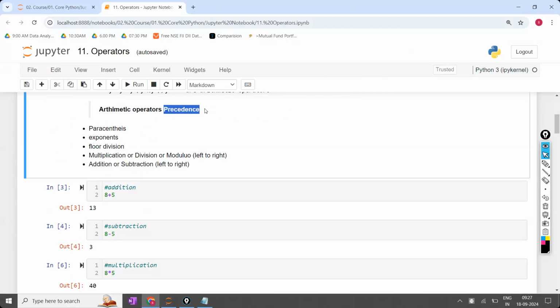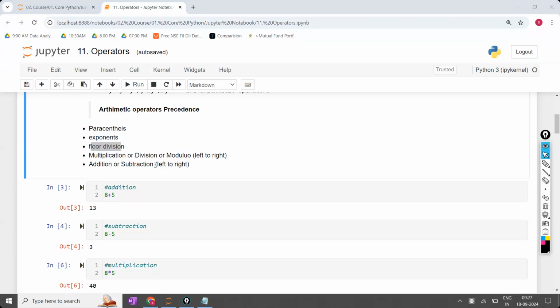Precedence means which order you have to give the top priority. Which is the top priority? First, parenthesis. Brackets are the top priority out of all of them. Second priority goes to the exponents, followed by float division, followed by multiplication, division, and modulo. Whatever order they have given in the question, you can follow the same order.